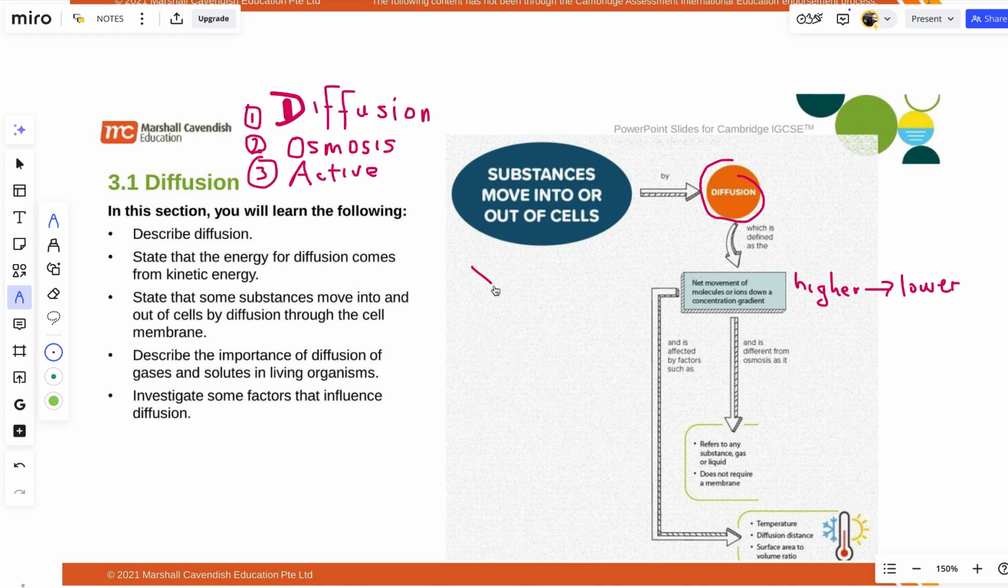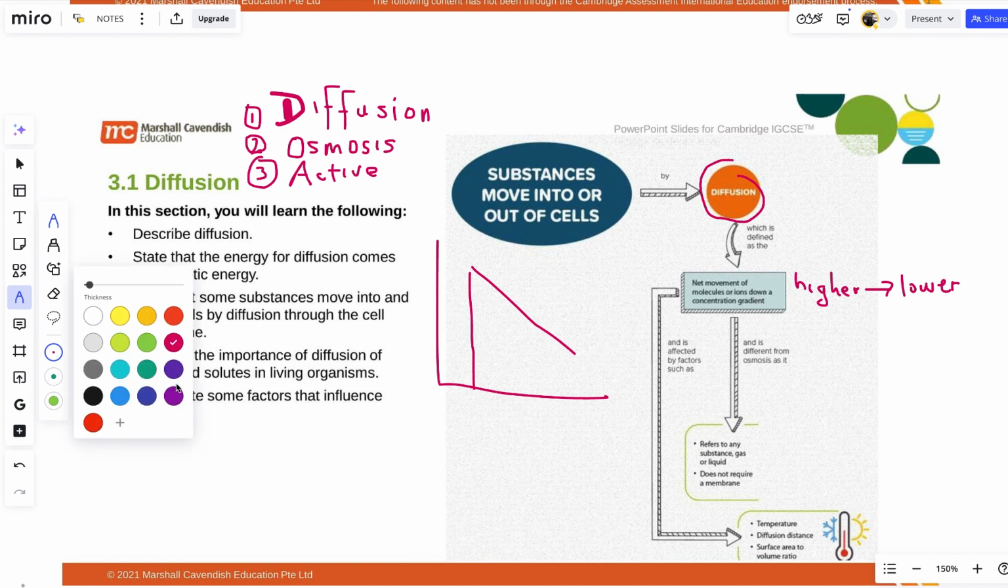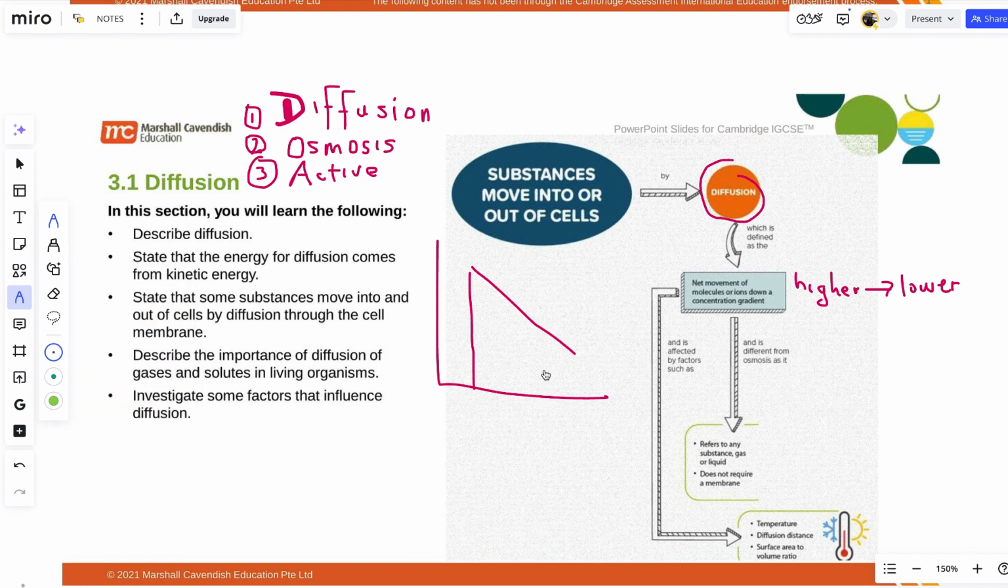It's usually down the slope like this. So if you have a graph, you can see this is where you have a higher concentration of ions. This is where you have a lower concentration of ions. In this place, you have a lower concentration of ions.